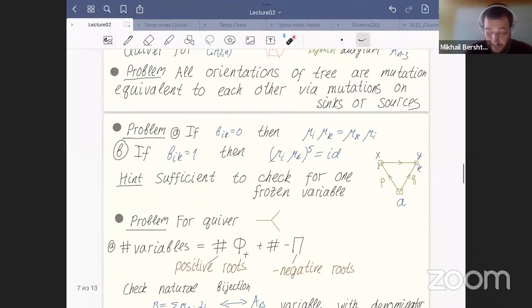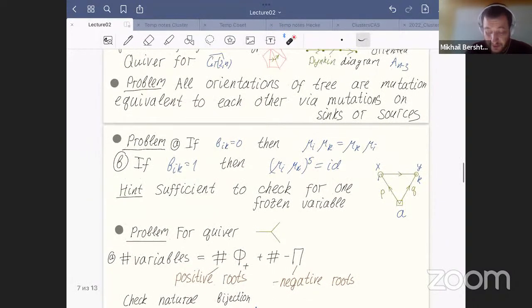Here is one more problem, which says that if your quiver is a tree, with some orientation, then actually nothing depends on the orientation. You can use mutations to construct an arbitrary orientation.